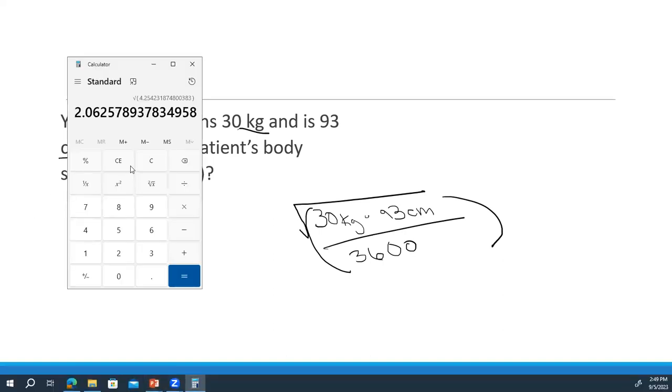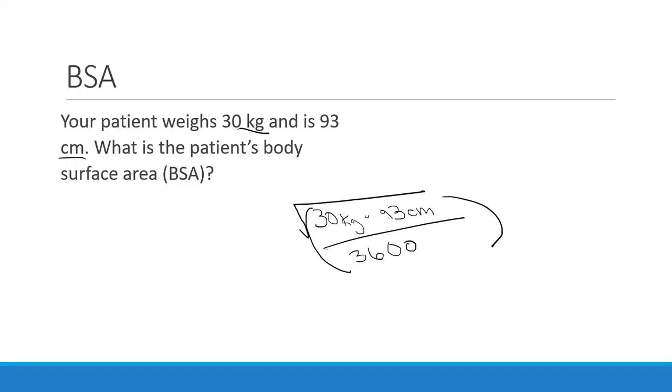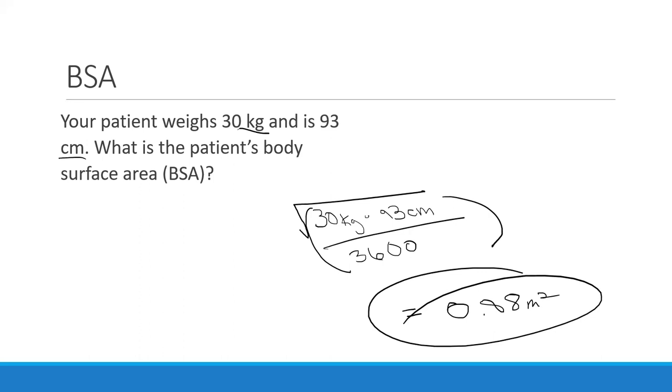Okay, so pulling out my calculator, I've got 30 times 93, which gives me 2,790, divided by 3,600, which gives me 0.775. I'm going to square root that, and it gives me 0.88034, keeps going on. So what do I round to? The hundredths place. So it's going to be 0.88 m squared. And that is my answer there.